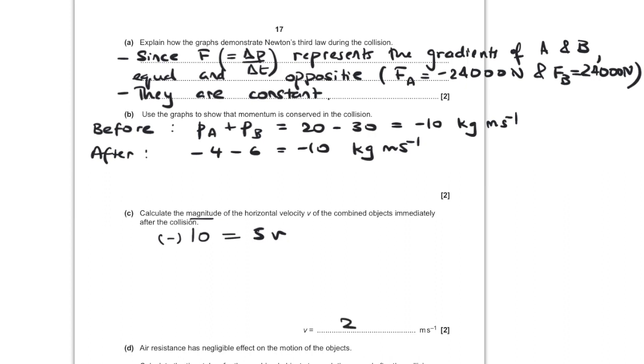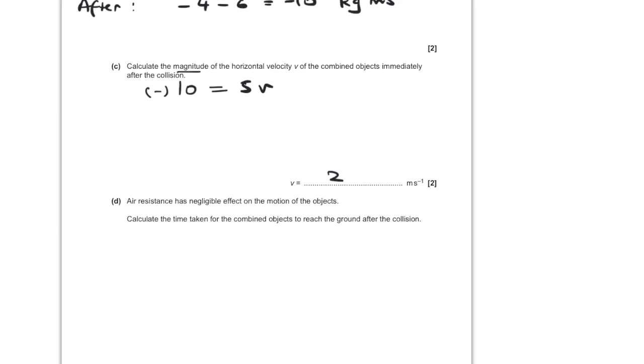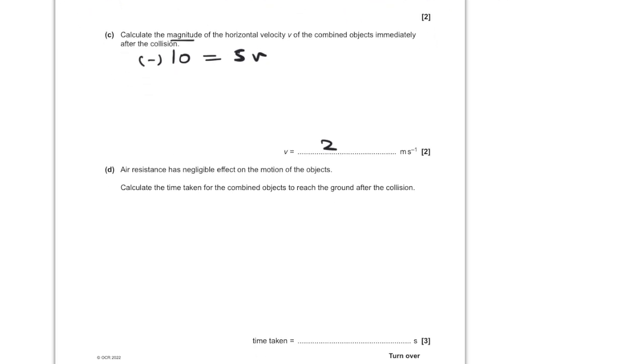Right, so for the next part, we have been given that the air resistance has negligible effect on the motion of the object. Calculate the time taken for the combined objects to reach the ground after the collision. Okay, so for this we're going to use Suvat, so let's set that up. So we are to find out the time. We know that it's just dropping under free fall, so 9.8 meters per second squared. We don't know much about the final velocity. Nothing's been given. Initial velocity is 0 because they start from rest, originally, and the vertical distance that they cover is 120.